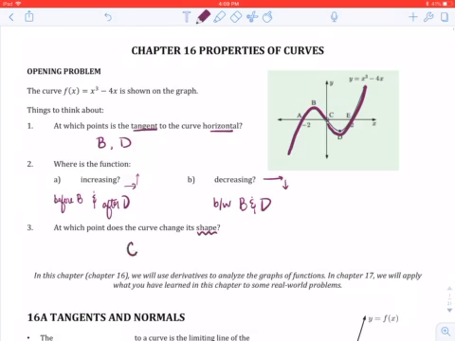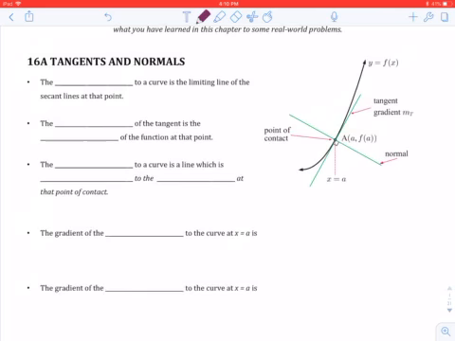So this whole chapter 16 is going to be analyzing the graphs of functions, analyzing the curves using my derivatives. So we're going to use derivatives to analyze the graphs. And then when we move to chapter 17, we're going to apply those to real-world problems, as I've mentioned, displacement and velocity and acceleration. So the first section here is on tangents and normals.